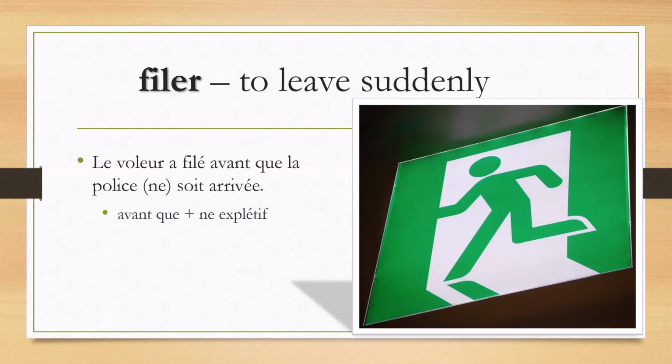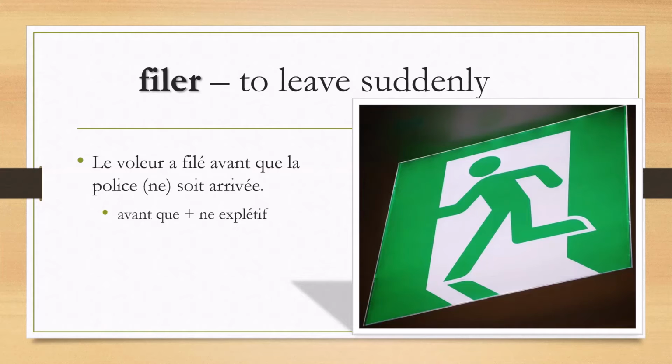So ne explétif in this sentence is used with avant que, and there's no pas with the ne, okay? So it's ne soit arrivé and not ne soit pas arrivé. When it comes to using ne et pas in the informal way, just to use negation, the informal oral French accepts not saying ne, but never omitting the pas.